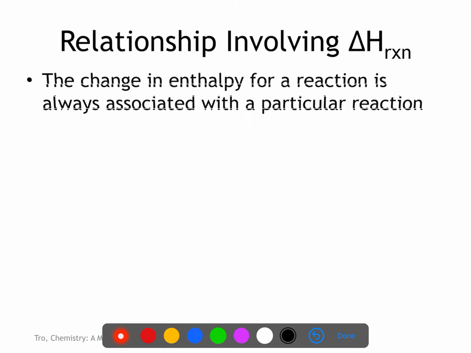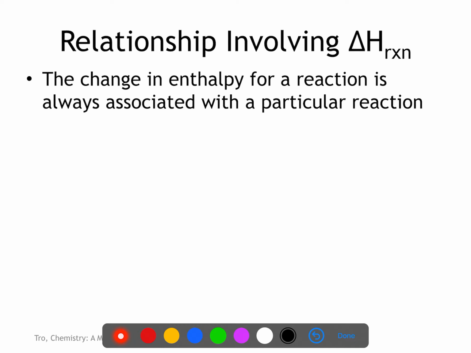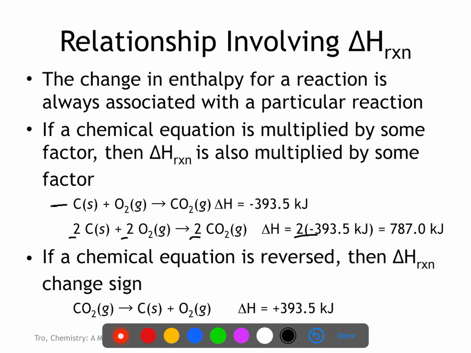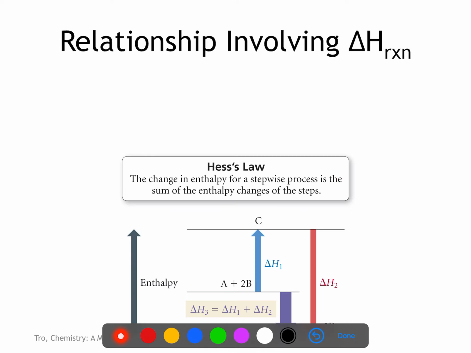Relationships involving the heat of the reaction. The change in enthalpy for a reaction is always associated with a particular reaction. So for example, if you have this reaction and then you multiplied it by 2, you have to multiply your heat also by 2. Or if you flip this reaction to go here, you have to change the sign. If you're manipulating one reaction, you have to also manipulate the heat of the reaction.